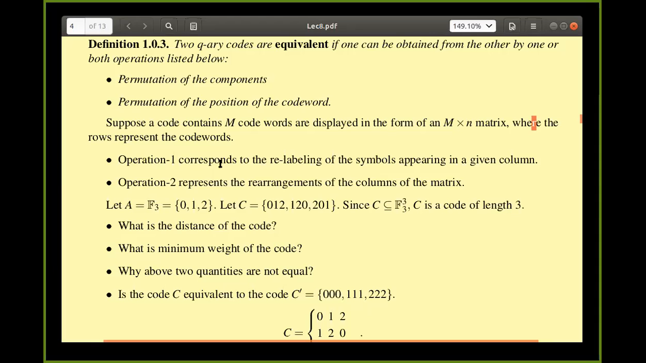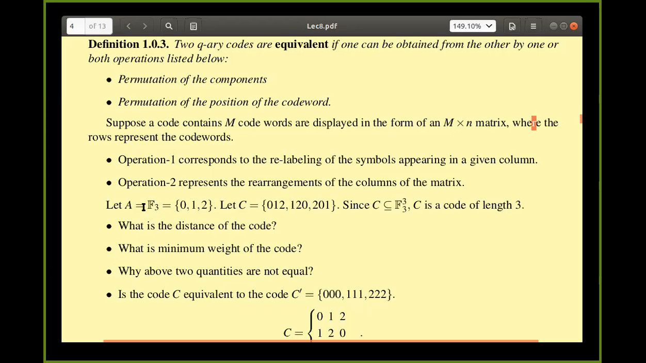So operation 1 corresponds to the relabeling of the symbols appearing in a given column. Operation 2, some people, like me, may understand the matrix version better, that's why I'm expressing it this way. Operation 2 represents rearrangement of the columns of the matrix. So I'll explain this.